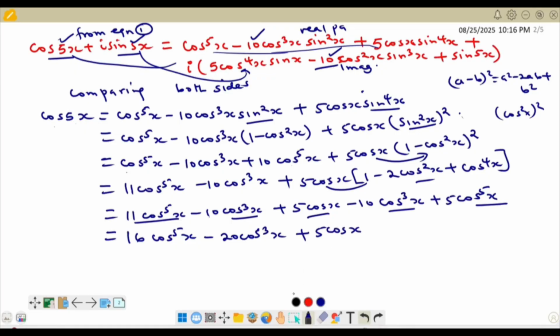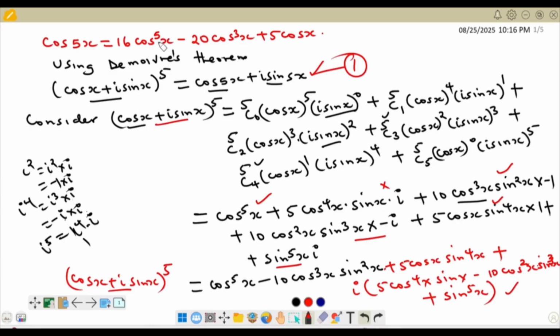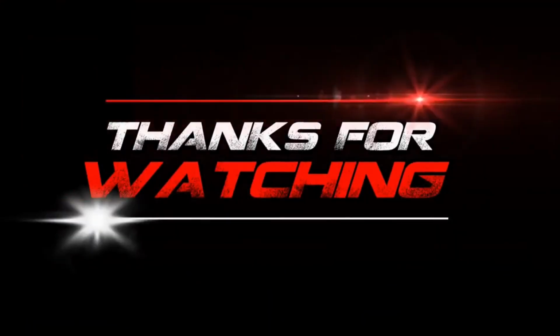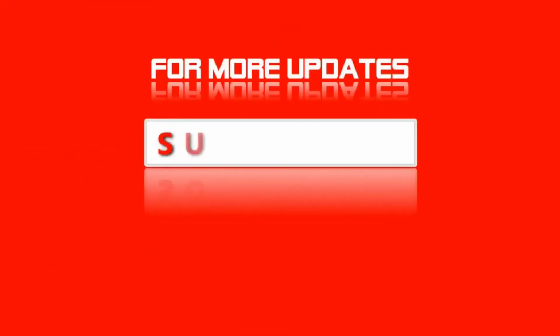So looking at this and what we exactly have, when we look at this and what we need, what do we need? We need 16 cos to the power 5 minus 20 cos to the power 3 plus 5 cos of x, and that is exactly what we have got here. So that is 16 cos to the power 5 of x minus 20 cos to the power 3 of x, then plus 5 cos of x, and this will be the required expression.